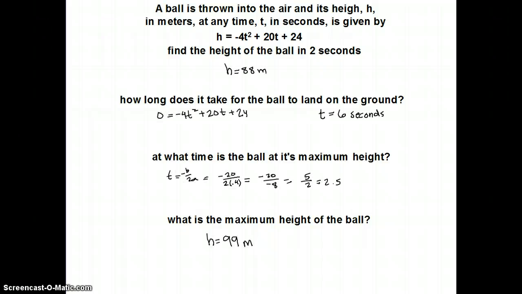You should have, after 2 seconds, the ball reaching a height of 88 meters. How long does it take for the ball to land on the ground? You should have had positive 6 seconds. One of your answers would have been negative, which you should have disregarded since time can't be negative. The ball will reach its maximum height in 2.5 seconds. Plugging that back in to find the actual maximum height of the ball, you should have found 99 meters is the maximum height that the ball will reach.